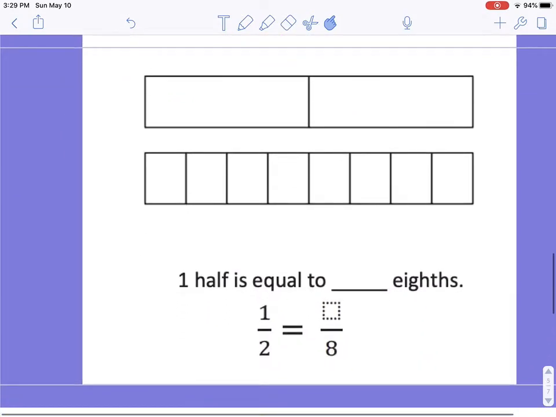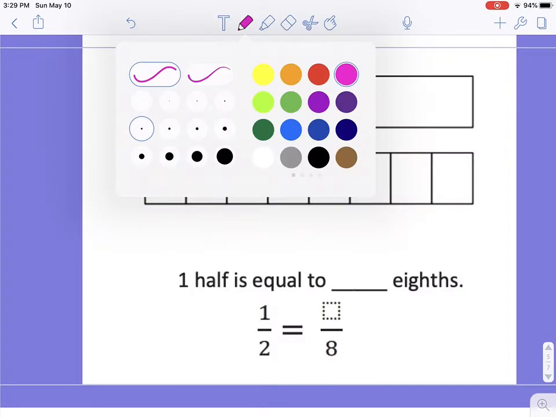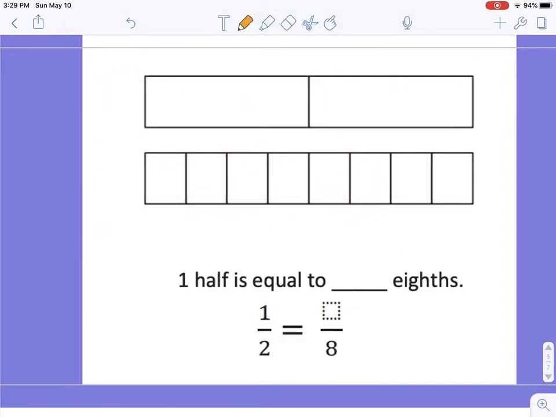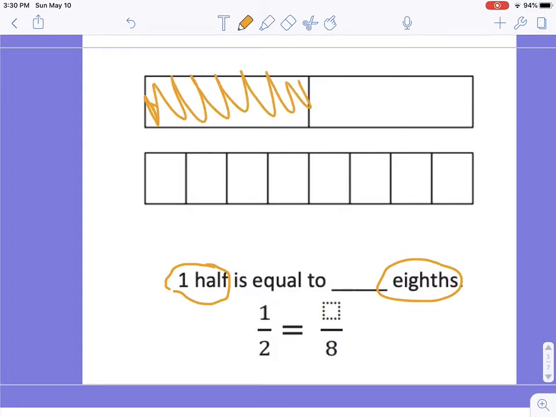Okay, last one of these before it gets a little bit more challenging. 1/2 is equivalent or equal to how many 8ths? Okay, so I'm going to shade in what 1/2 would look like. And then how many 8ths take up the same amount of space as that 1/2? I can see it kind of stops right here. Okay, 1, 2, 3, 4/8 is the same, equal or equivalent to 1/2.